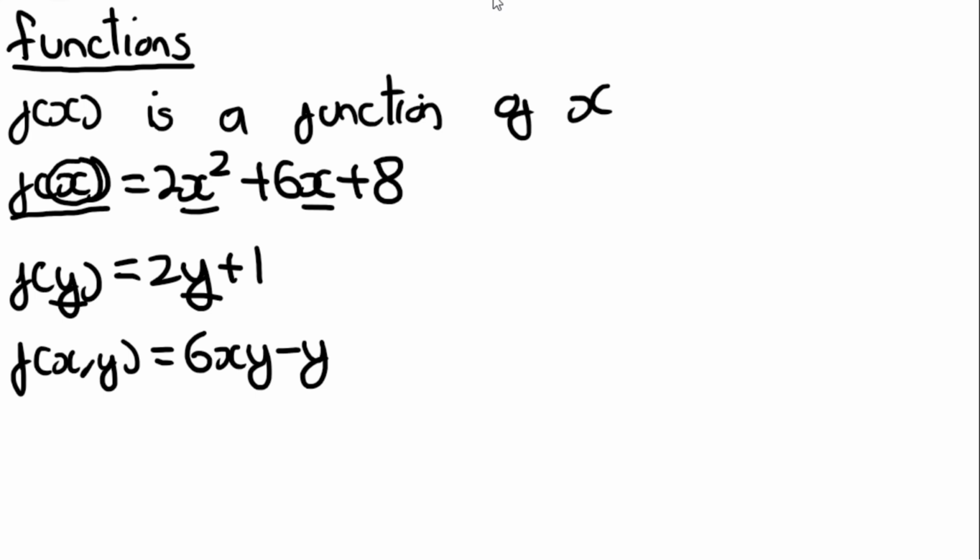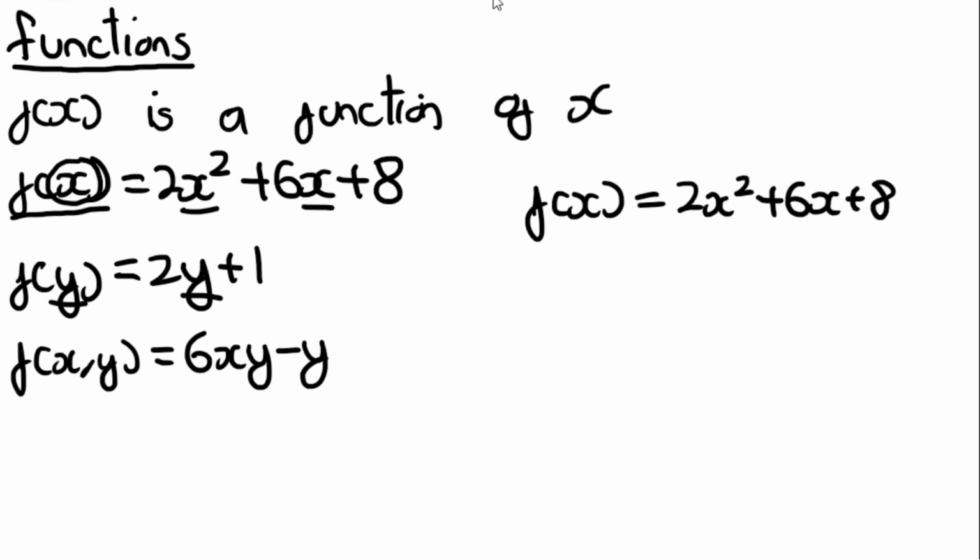You can define multiple functions in one question. So for example, they might say that f of x is equal to 2x squared plus 6x plus 8. We use the same function. And g of x is equal to 6x minus 5. So therefore they can refer to two different functions as shorthand, and the letters represent the different functions.